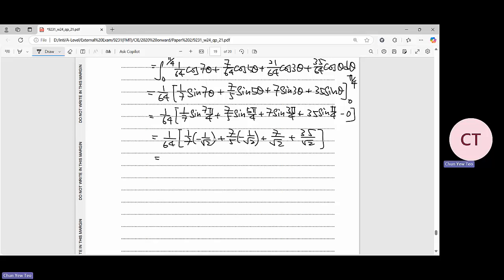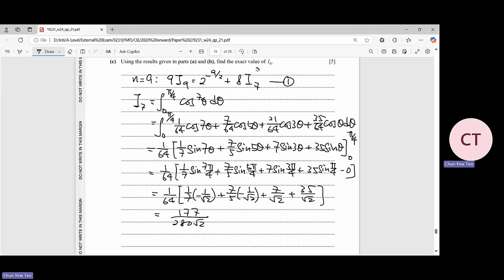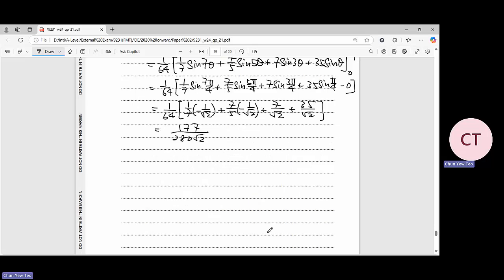Then joining them all together using the calculator, you will get the answer as 177 over 280√2. So now I have found I_7. Now I just need to put I_7 back here, simplify it, then I get the answer. From equation number 1, 9 I_9 equals 2 to the power of negative 9 over 2 plus 8 multiplied by 177 over 280√2.